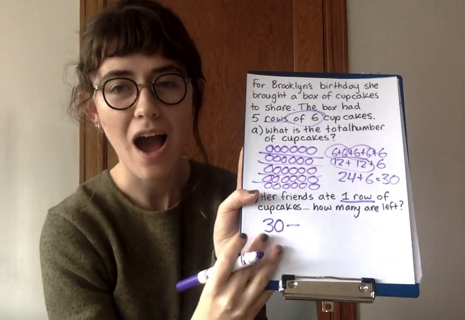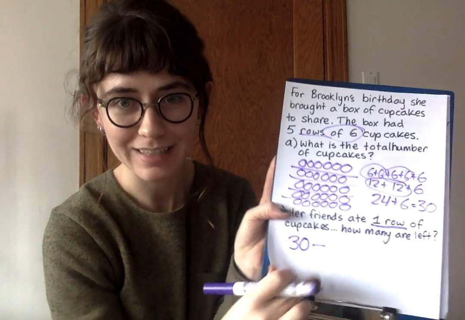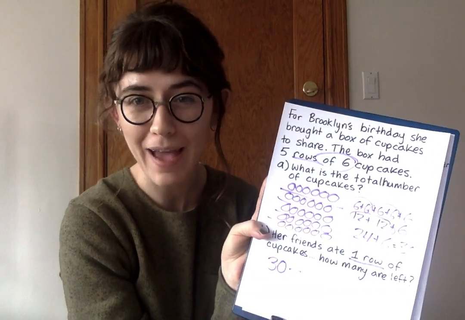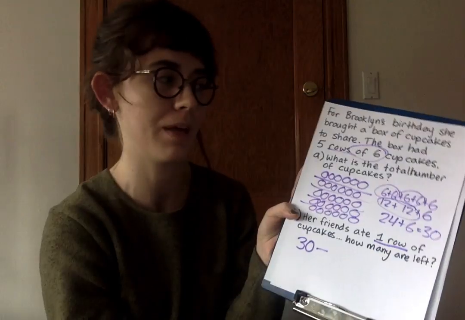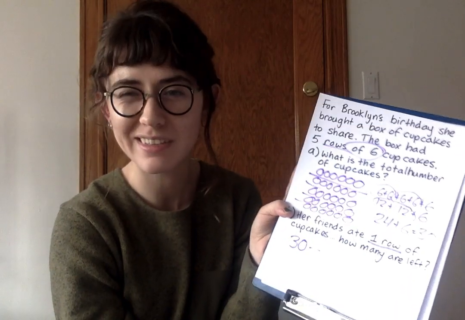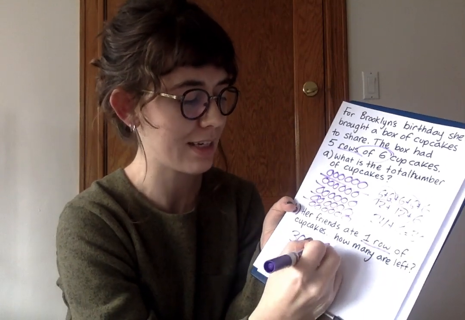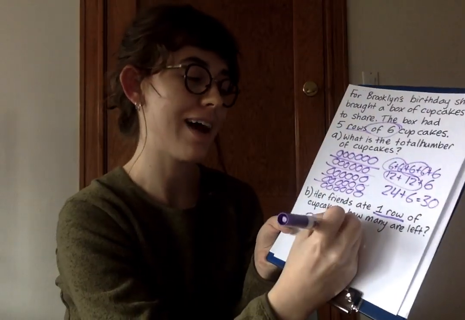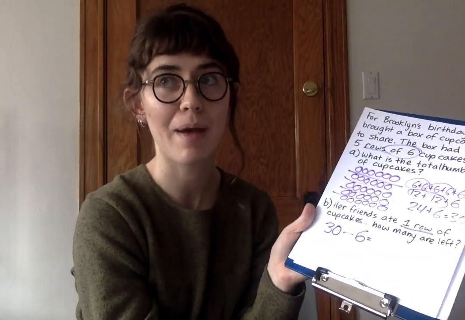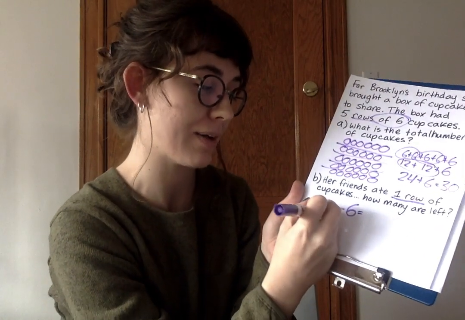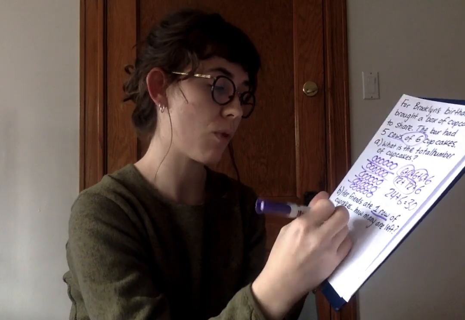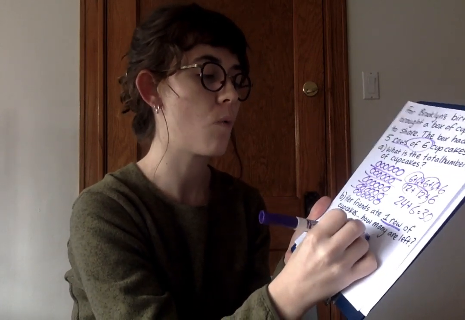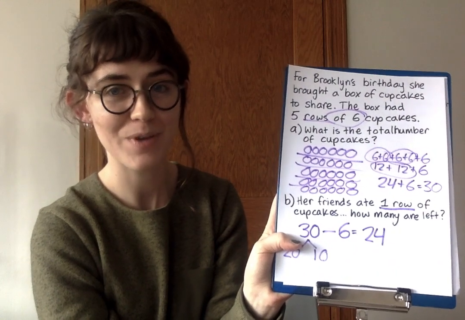But now I need to think, how many cupcakes did her friends eat? It says 1 row, but I need to think back, how many cupcakes are in each row? Up here it says the box had 5 rows of 6 cupcakes. I guess that means that there's 6 cupcakes in 1 row, so I'm going to subtract 6. Now, we can write that vertically if we'd like, or we can just think about breaking it up into tens. I like thinking about tens, so I'm going to break up 20 and 10, because I know 10 minus 6 is just 4. So 10 minus 6 is 4, so that means that we're going to be left over with 24 cupcakes.